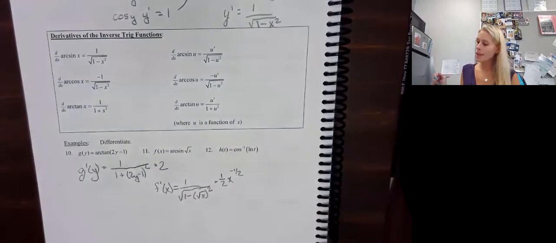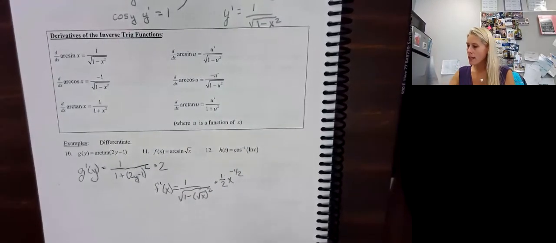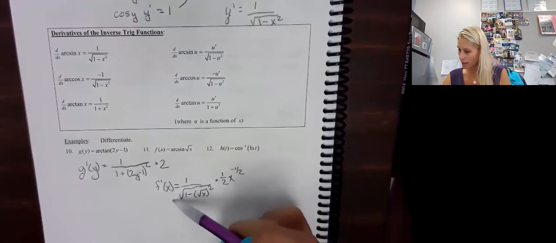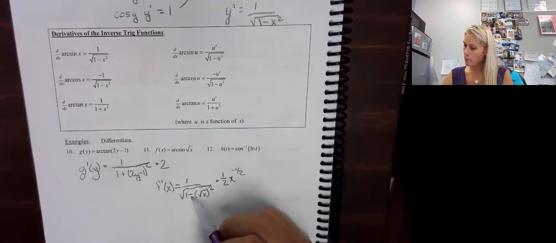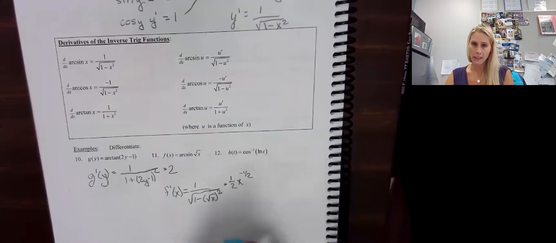Okay. Now, could we simplify this more? Yes, we could bring this square root down. We can bring that 1/2 in front. We can also make this 1 minus x, right? Because the square root squared is just x. So depending on how you want your answers.